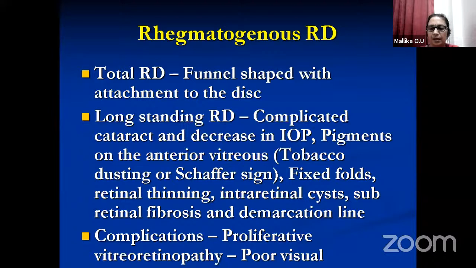If the whole retina is detached, then it appears just like it is attached to the optic disc. It becomes a funnel-shaped retinal detachment. So I explained something in long-standing retinal detachment that can lead on to complicated cataract, and this is not important for you. Okay.